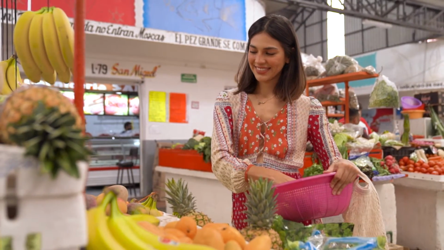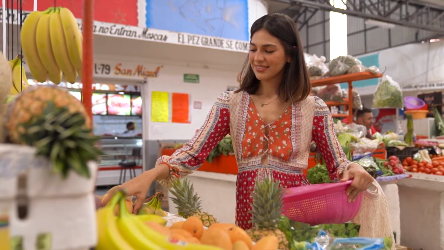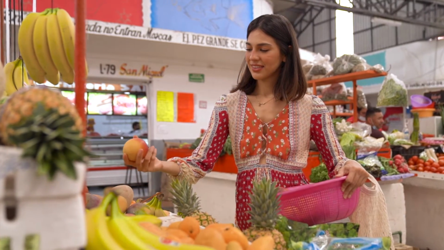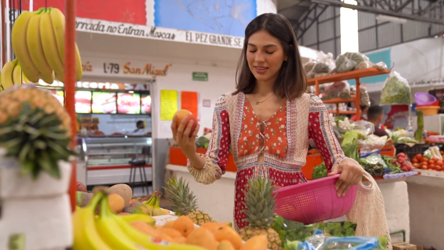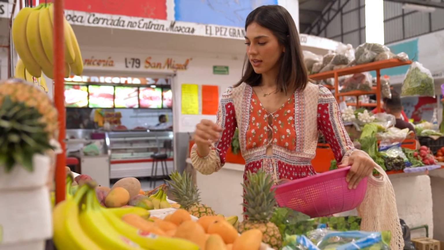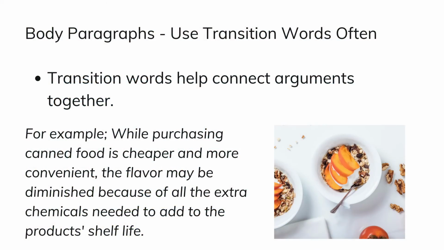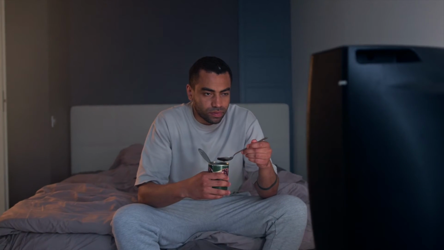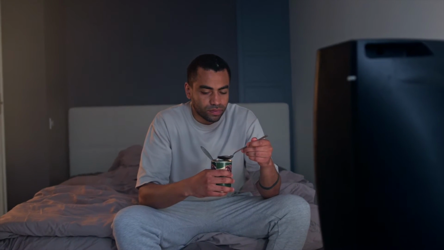The following is a sample of how to write your body paragraph using the block arrangement, since we mention health benefits, cost, and flavor in one paragraph. While purchasing canned foods is cheaper and more convenient, the flavor may be diminished because of all the extra chemicals and preservatives needed to add to the product's shelf life. Relying mostly on a canned food diet may result in increased negative side effects to your health.